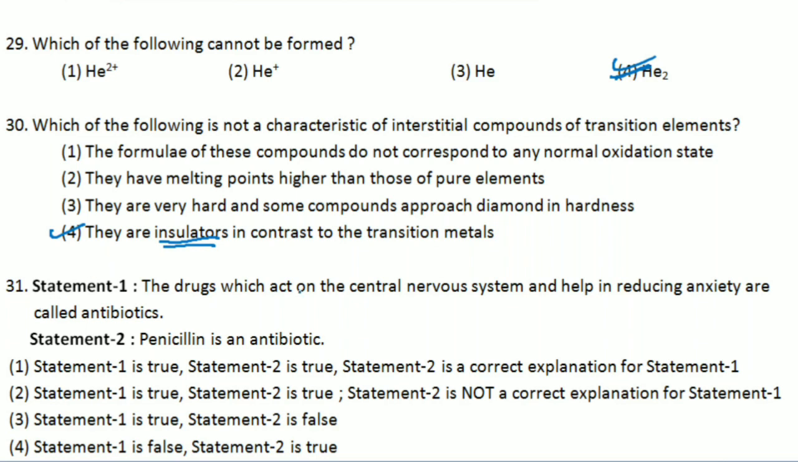Now the drugs which act on the central nervous system and help in reducing anxiety are called antibiotics, they are telling. Remember, such ones we call tranquilizers. Hence, statement 1 is wrong, statement 2, penicillin is an antibiotic, is correct. Hence, statement 1 is false, statement 2 is correct. Answer for this question is, remember, the 4th one. 31st question, 4th option.